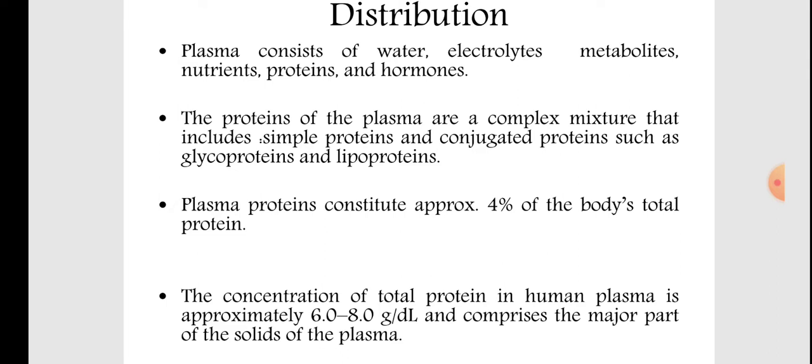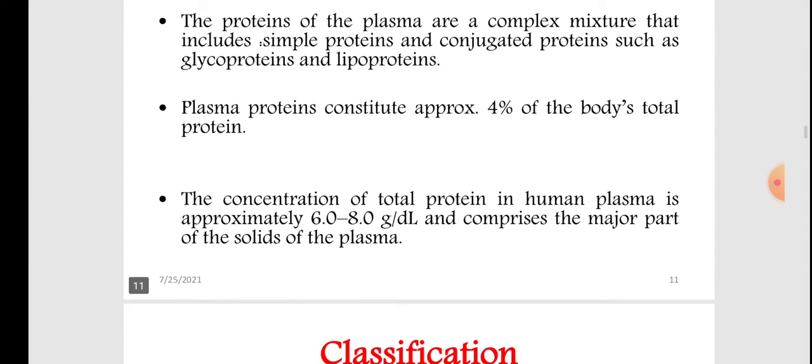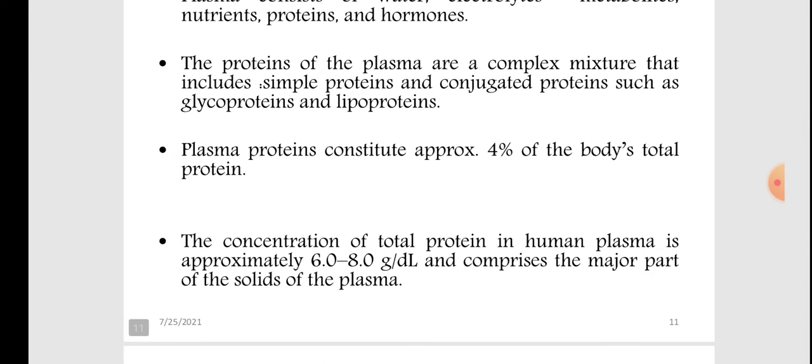Plasma consists of water, electrolytes, metabolized nutrients, protein, and hormones. The proteins of the plasma are a complex mixture that includes simple proteins and conjugated proteins such as glycoprotein and lipoprotein. Plasma protein constitutes approximately 4% of the body's total protein. The concentration of total plasma protein in human plasma is approximately 6 to 8 grams per deciliter, and comprises the major part of the solid of the plasma.